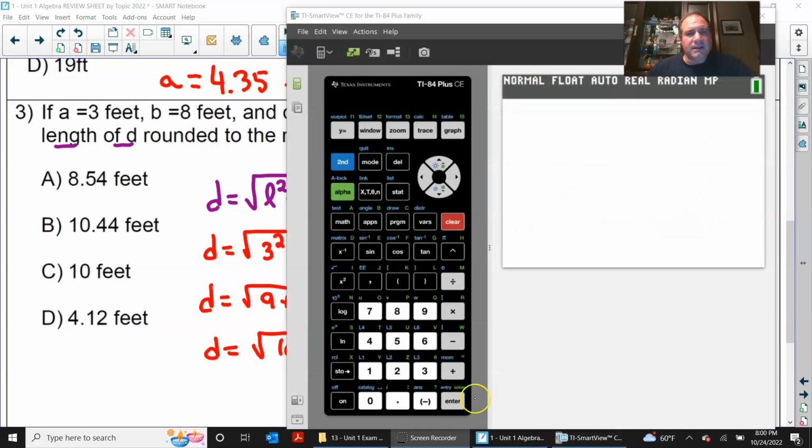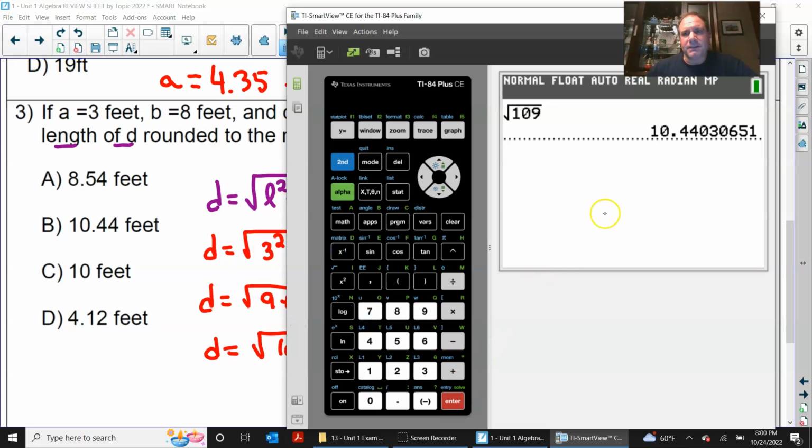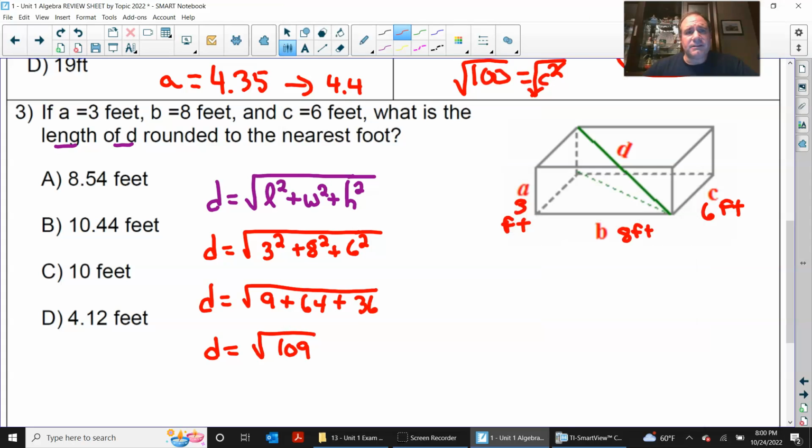And then once you get the square root of 109, you get 10.44. It says rounded to the nearest foot. This is not rounded to the nearest foot. This is not rounded to the nearest foot. This is not rounded to the nearest foot. This is rounded to the nearest foot. It's the only one that is.